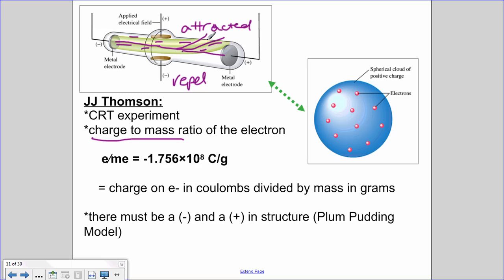So different masses were creating the different deflection patterns. After all this, he pretty much came to the conclusion that there was a negative particle within here, and he called it the electron. This right here is something that you need to know. Maybe just the general number. If I ask for specifics, maybe just know that it's 10 to the 8th coulombs per gram. So a coulomb is just a unit of charge. We'll talk about coulombs a little bit more later.